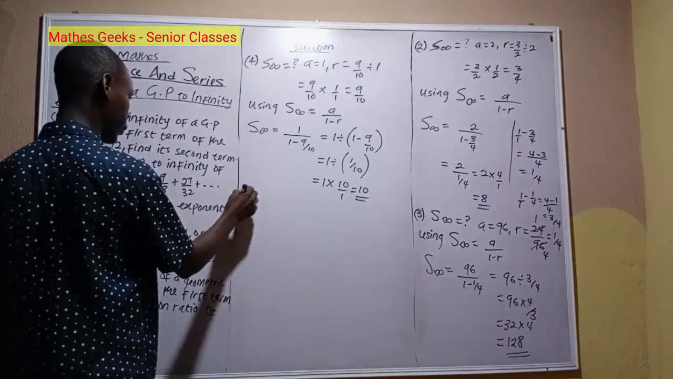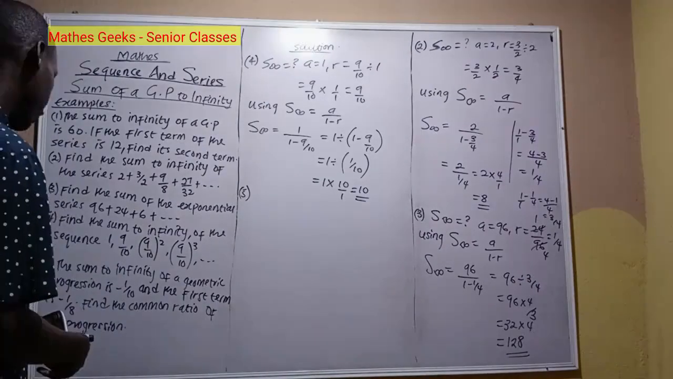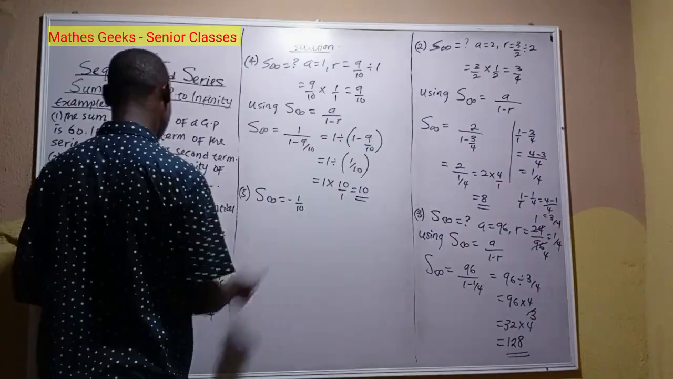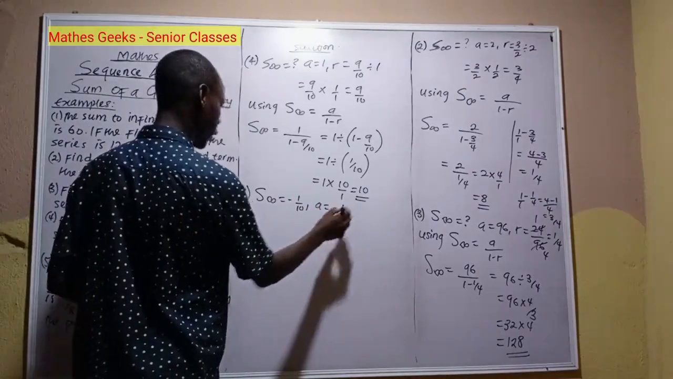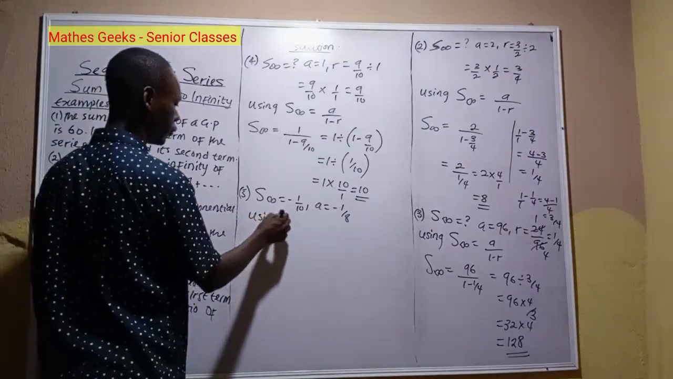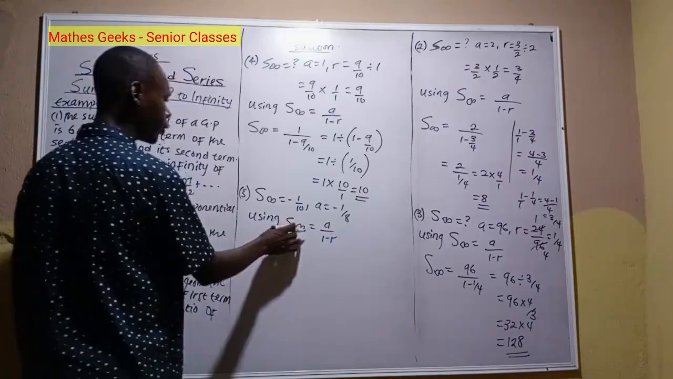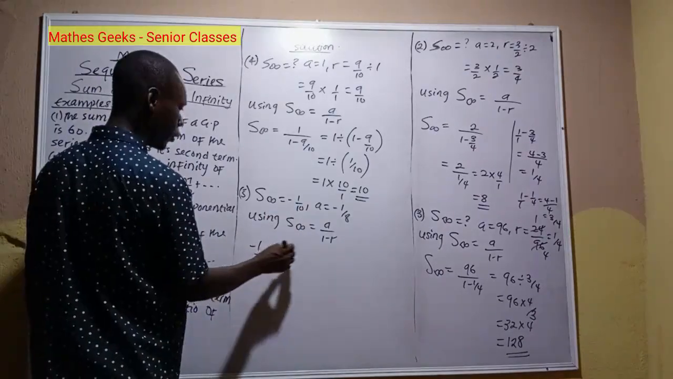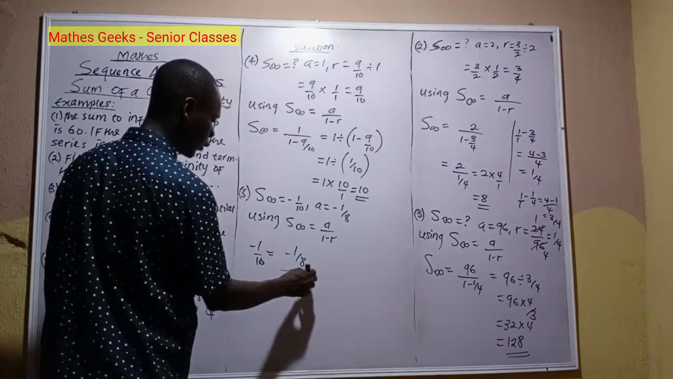Number 5. The sum to infinity of a geometric progression is minus 1 over 10, and the first term is minus 1 over 8. Find the common ratio of the progression. So using S equal to A over 1 minus R, the sum to infinity is minus 1 over 10, equals A, which is minus 1 over 8, over 1 minus R.